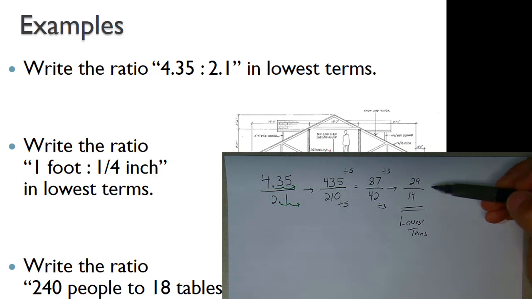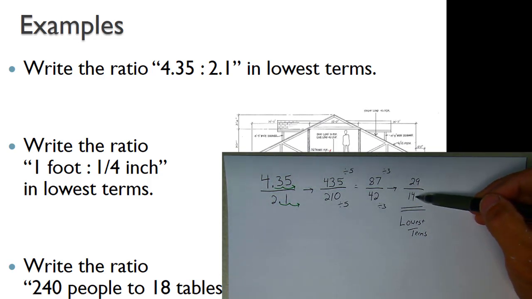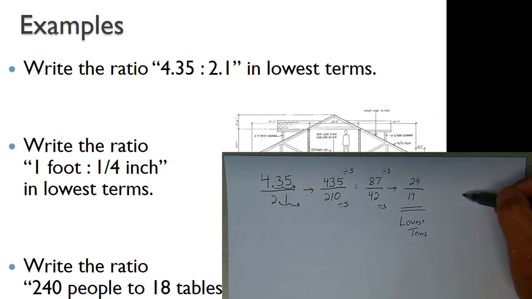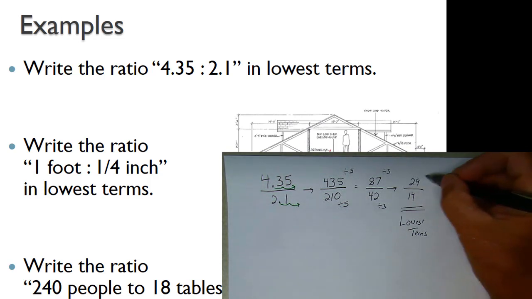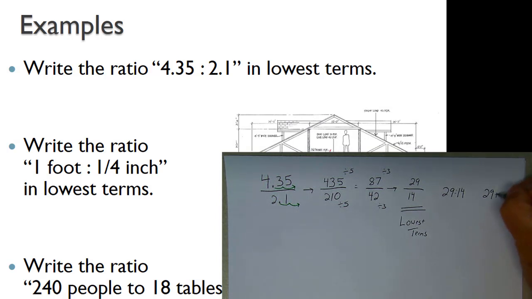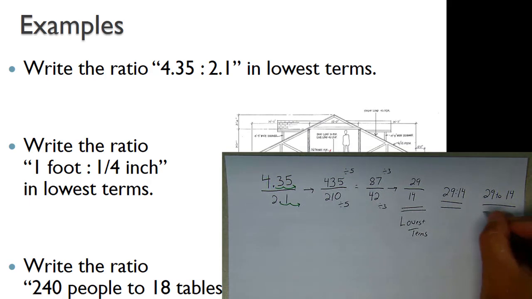Now here's the thing. There's a temptation to say, oh, 29 over 14, that's improper, we could call this 2 and 1/14. But remember, this isn't a fraction, so it wouldn't make any sense to turn it into a mixed number. This is a ratio. It just looks and acts a lot like a fraction, so we would stop right there. We could say 29 to 14, or write it as a fraction, and all of those are equivalent.